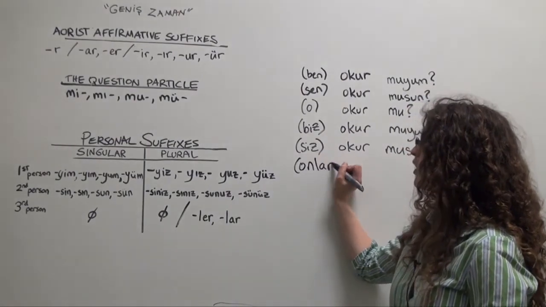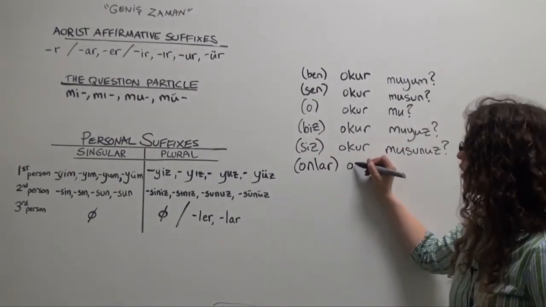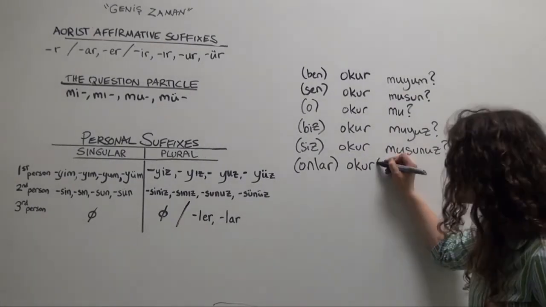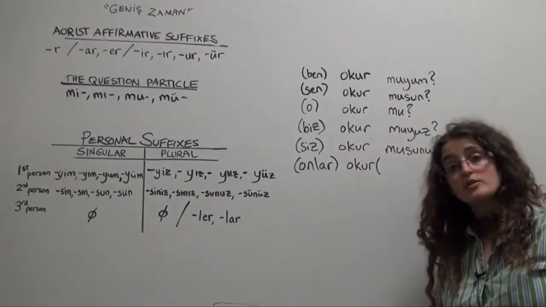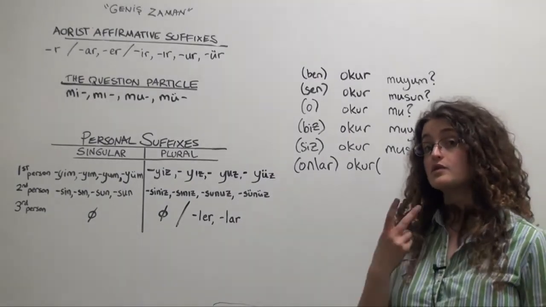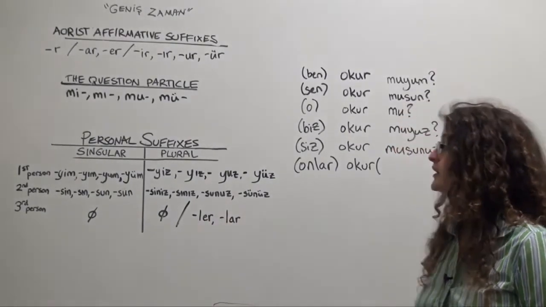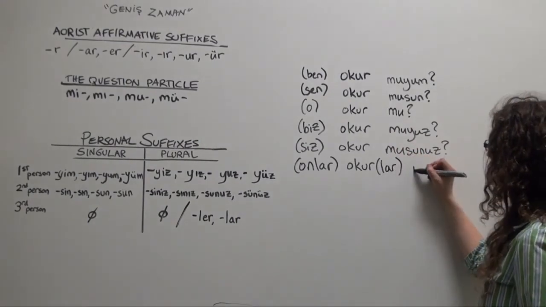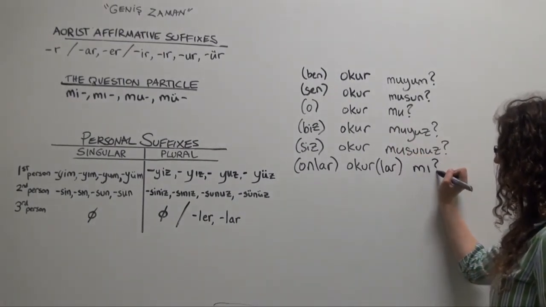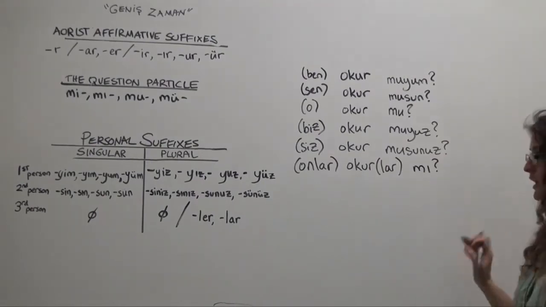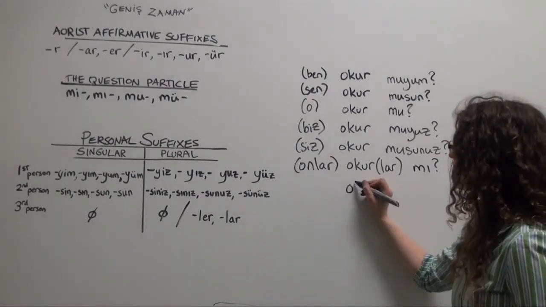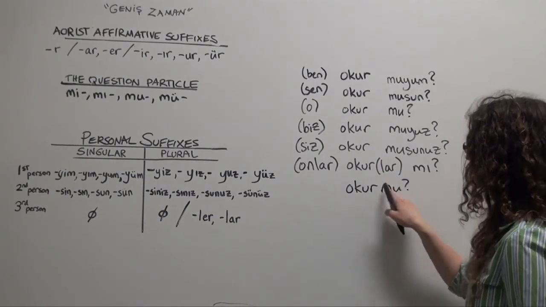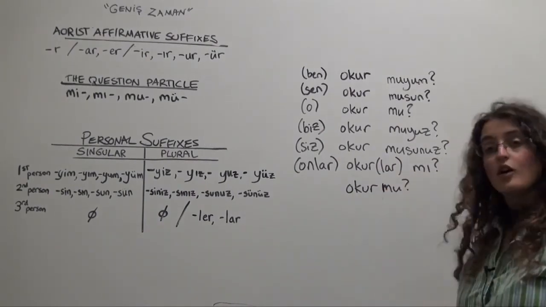They, onlar, okur, or we have the option of adding our plural suffix according to the rules of two-way vowel harmony, ler or lar. In this case, okurlar mı? So, onlar okurlar mı? Or onlar okur mu? As two separate words. Both are correct.